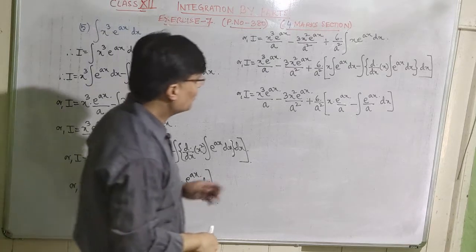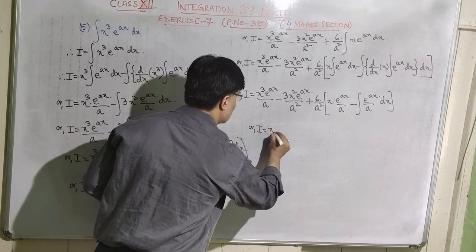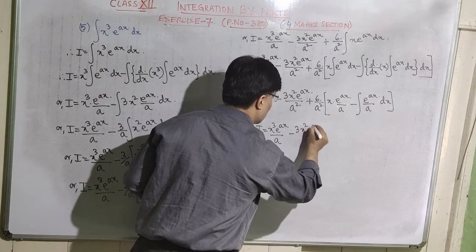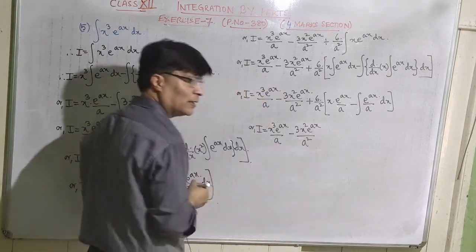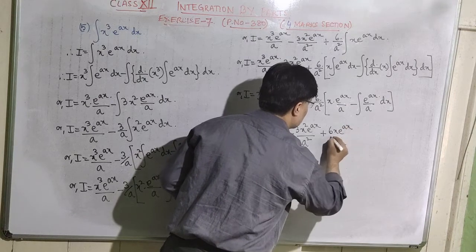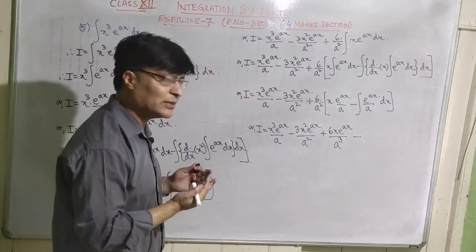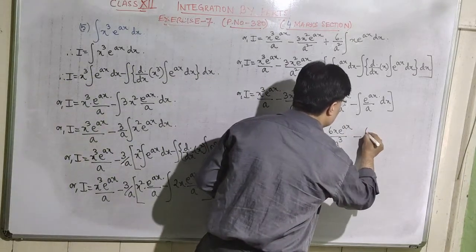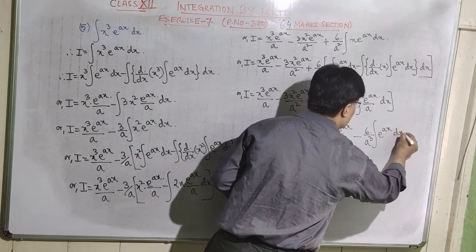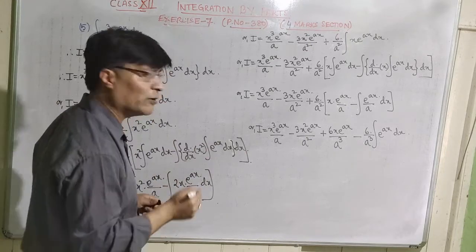Is that understood? Now we have to multiply the expression within the third bracket by 6 by a square. Let us open the bracket. So I is equal to x cube e to the power ax upon a minus 3x square e to the power ax upon a square. Now multiply by plus 6 by a square. Open the bracket now. Plus 6x e to the power ax divided by a cube, plus or minus, minus, right? So which is the constant here that you should write outside the integration? Minus 6 upon, this is a square into a is a cube, then integration of e to the power ax dx. Is that understood now? So this is the last integration. You have to evaluate this integration of e to the power ax dx.